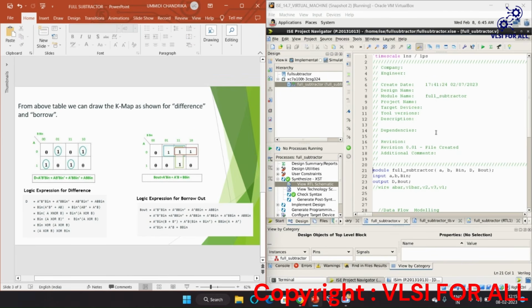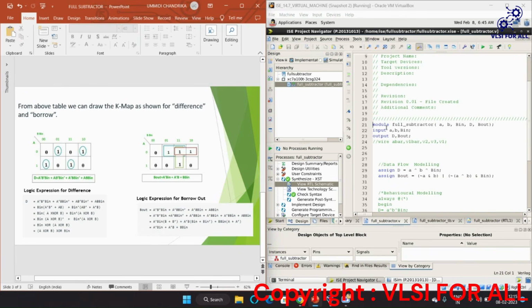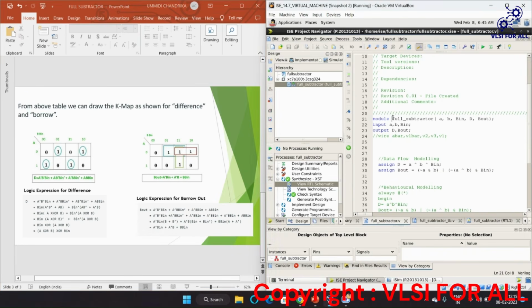Now let us go to the coding part. I have declared a module, and in that module, this is the full subtractor. So I have written full subtractor, and what are the inputs? A, B, Bin are the inputs, and the outputs are D and Bout. So I have written input and output.